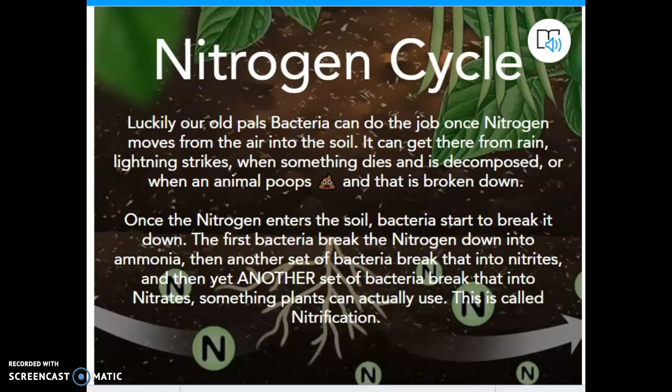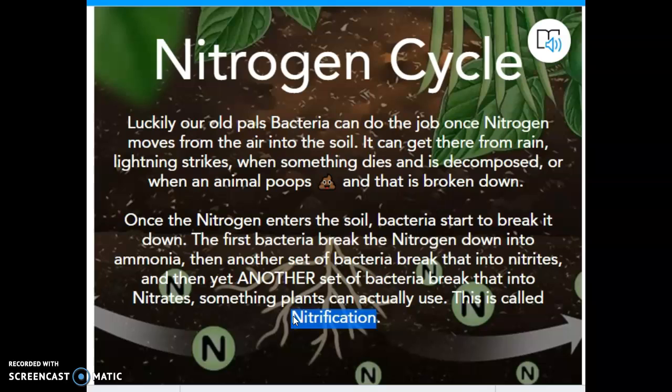Bacteria breaks the nitrogen down. It breaks it into ammonia and then nitrites, which still aren't usable, which is kind of sad. Still can't use it. And then it breaks that down into nitrates. So from ammonia to nitrites to nitrates. No, that's not on the test, so don't stress it. Finally, something that the plants can use, and shockingly, this is called nitrification, right? Nitrogen cycle, nitrification. Pretty sure we can remember that.